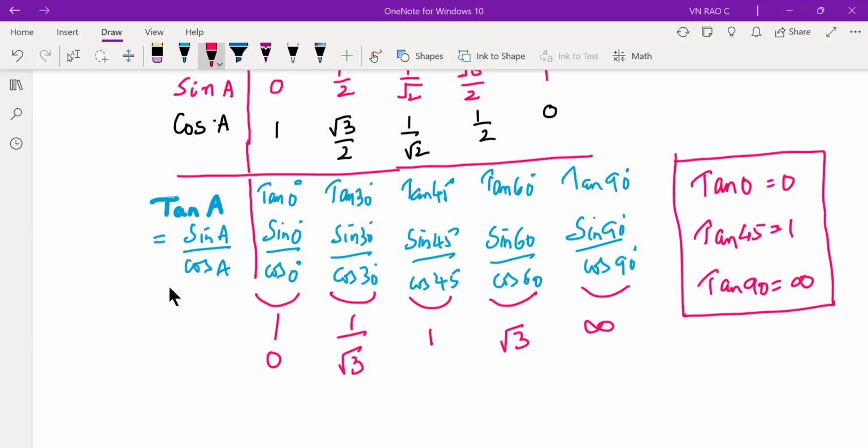We'll proceed with the trigonometric identities in the next session.